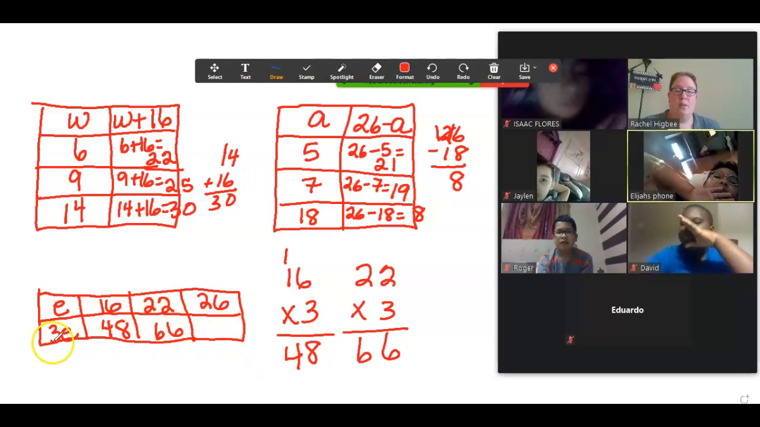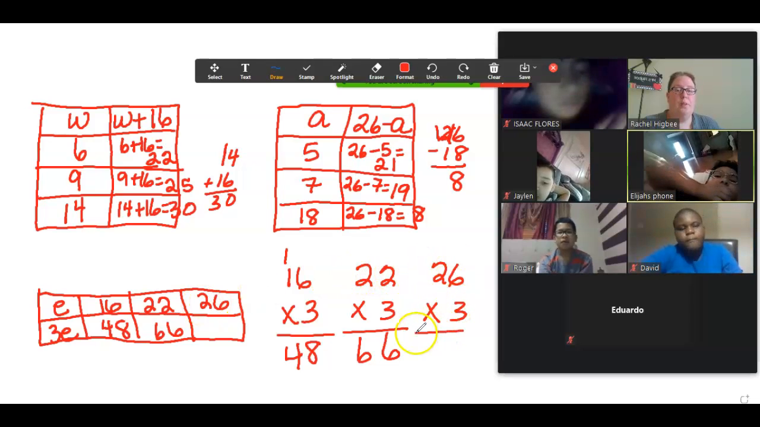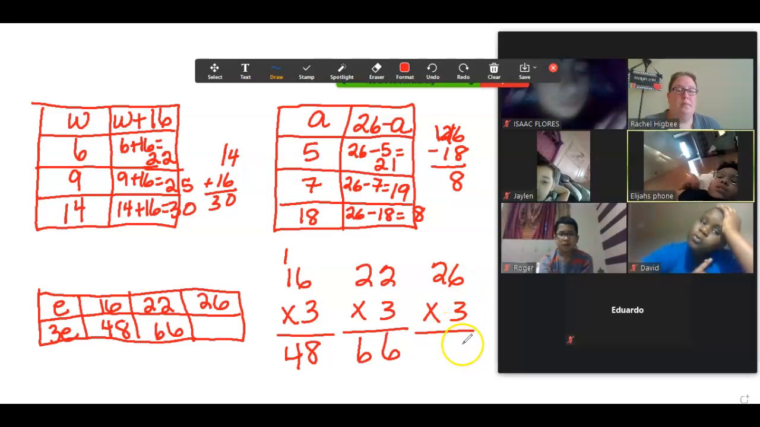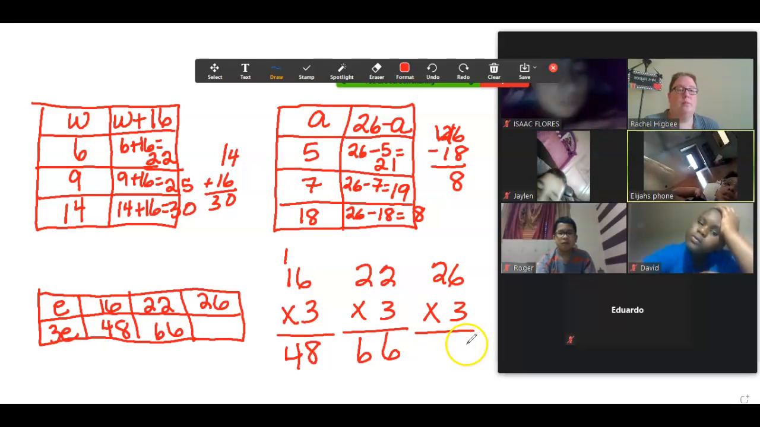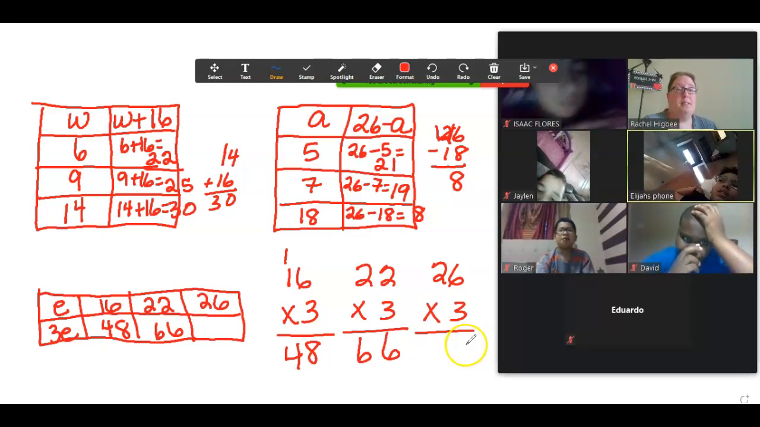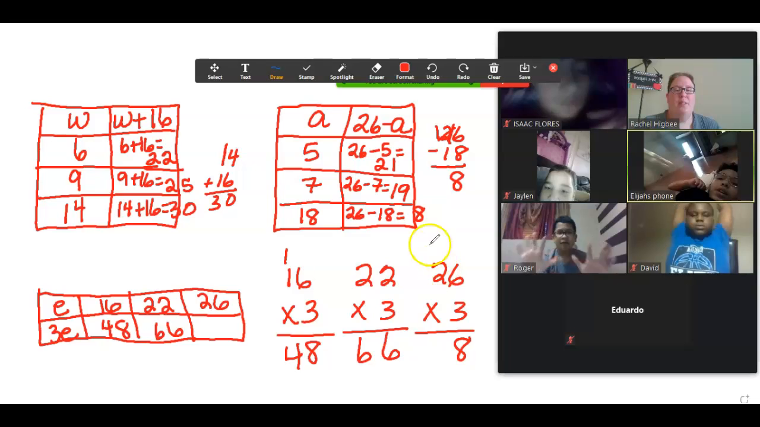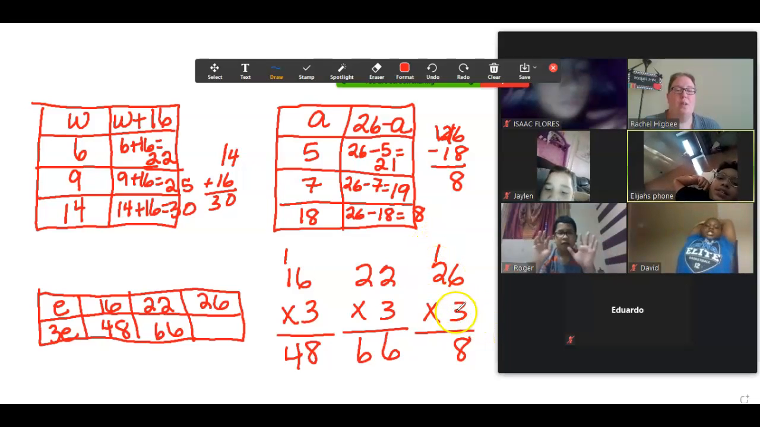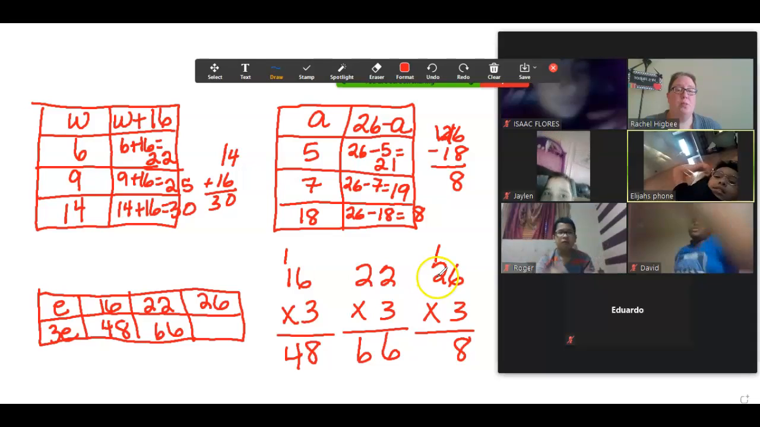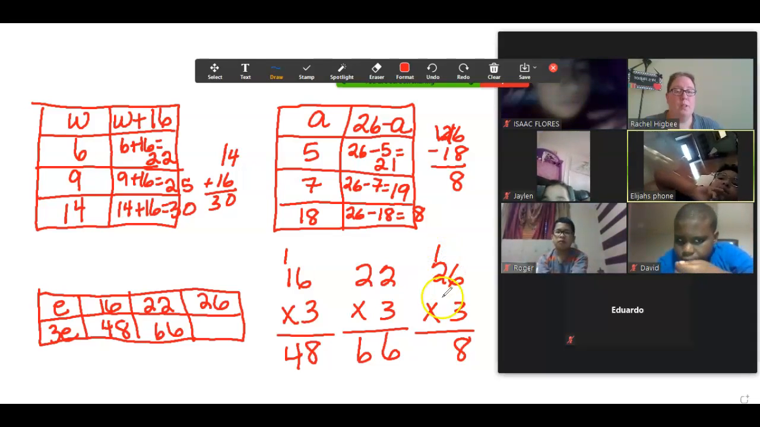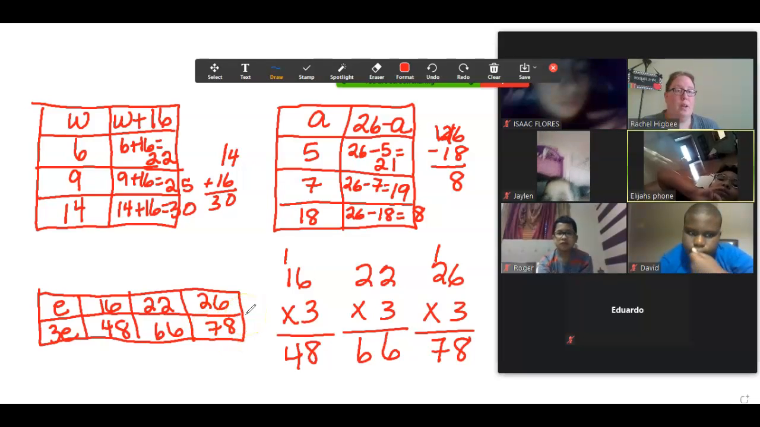And then for this answer, 3 times 26. So there's that 3 times 6 again. 3 times 6? No, 18. Good job. Okay, so 3 times 2 is 6, plus 1 is 7. So this answer is 78. Okay, is that making sense?